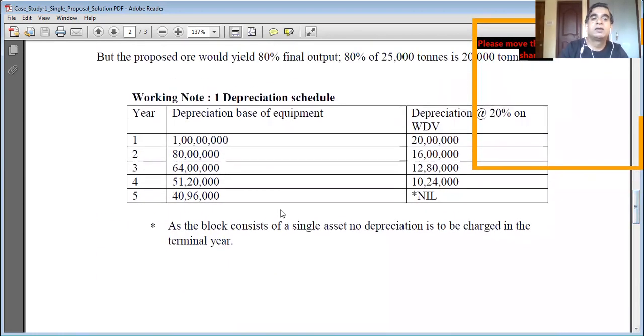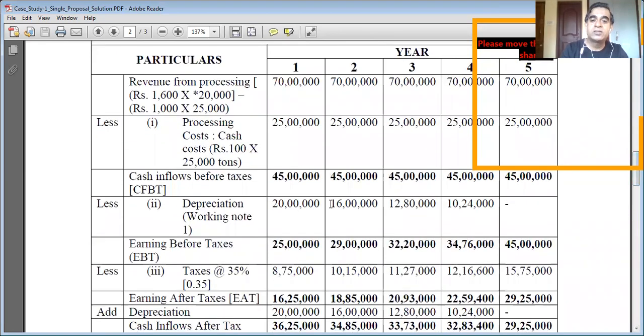Okay, the next. Since it is the reducing balance method or written down value method, we deduct the amount of depreciation to arrive at the depreciation base for the next year. Like 1 crore minus 20 lakh rupees is equal to 80 lakh rupees. So 80 lakh rupees is the depreciation base of the equipment in the second year. 20% of 80 lakh rupees is 16 lakh rupees. So we write it here again, 16 lakh rupees is the depreciation amount in the second year.